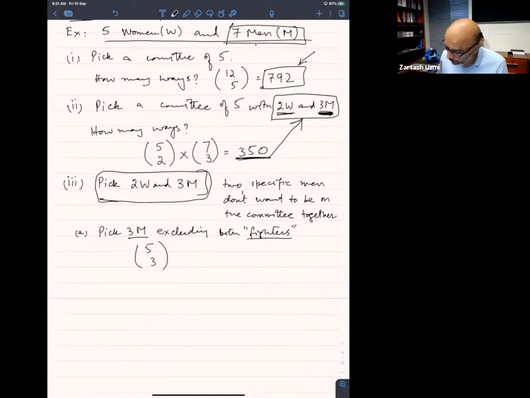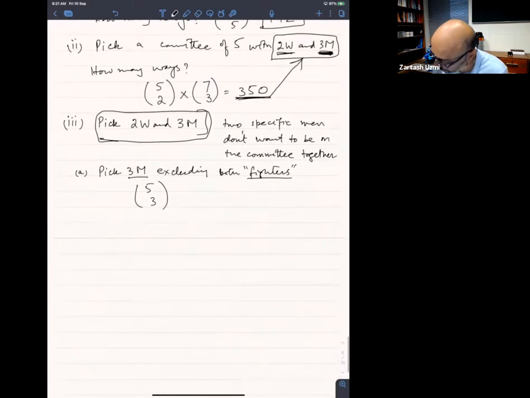Okay. So this is not the answer to our question that pick 2 women and 3 men such that 2 specific men don't want to be on the committee together. ठीक है. ये तो अभी हमने उसका एक बहुत छोटा सा part calculate किया. ठीक है. So this is picking up 3 men, a small committee of 3 men out of a total of 7 men, excluding the 2 fighters.